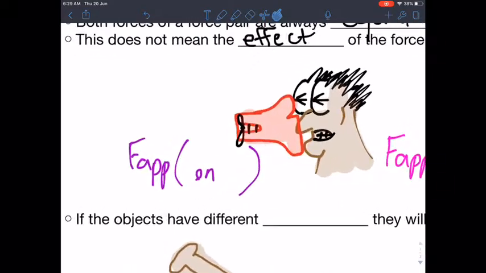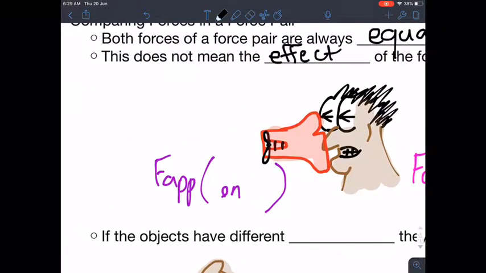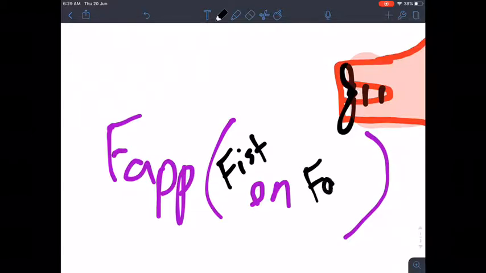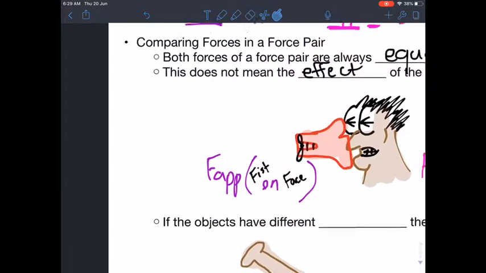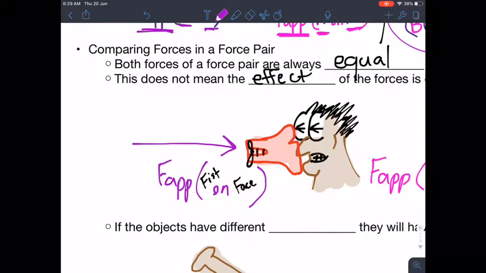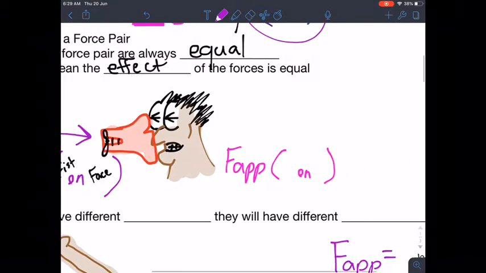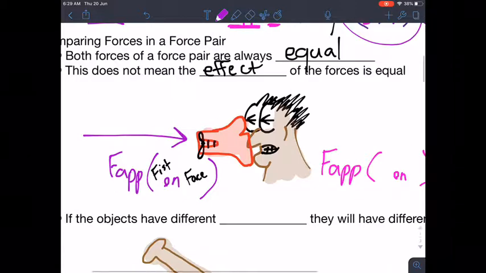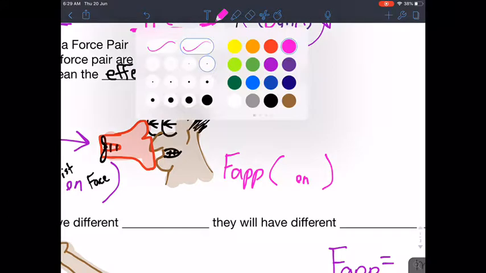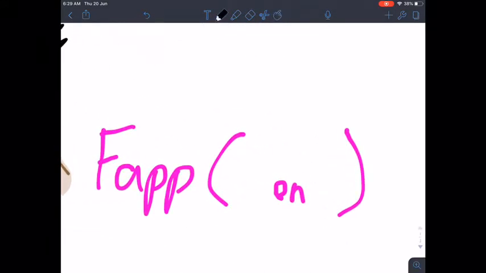So I want to use this example really quick. So right here, we've got an applied force from a fist on a face. Okay, and so the fist is hitting the face to the right. If that's true, if the fist is hitting the face, the other force in that force pair is an applied force from the face on the fist.